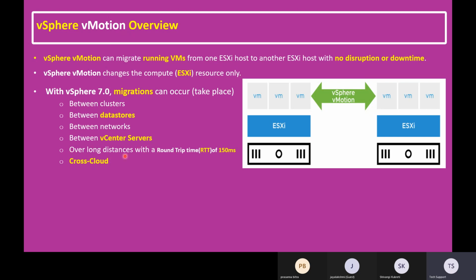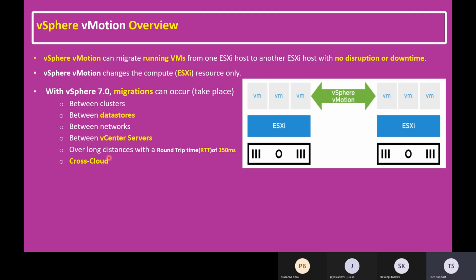And over long distance, with a round trip time of 150 milliseconds. Let's say Hyderabad is one data center and Pune is also a data center, and both vCenters and ESXi hosts are connected in the same vCenter using vCenter linked mode, or you can also configure ESXi hosts from different locations in the same cluster. But that is considered a long distance migration. For long distance migration, usually the RTT is 150 milliseconds. RTT means round trip time.